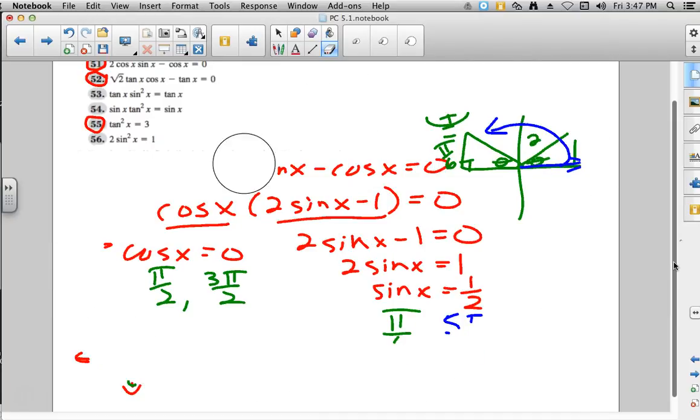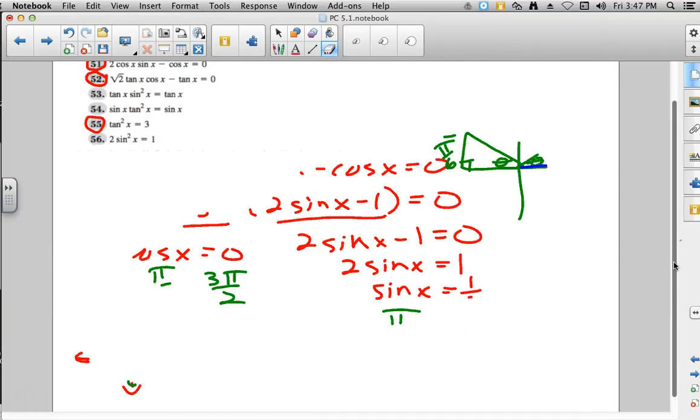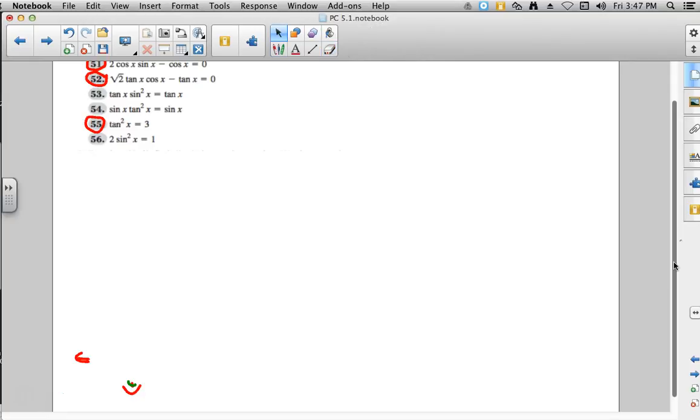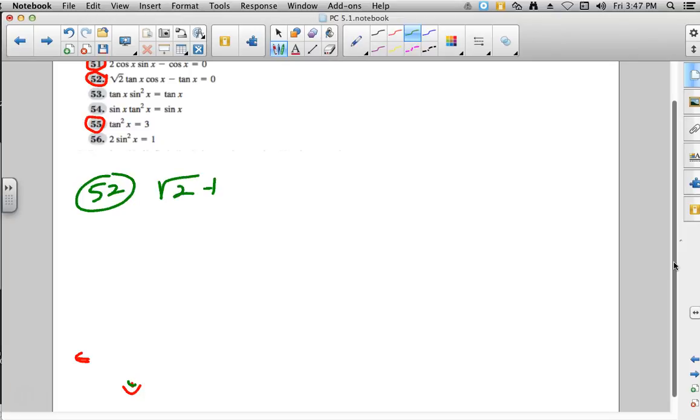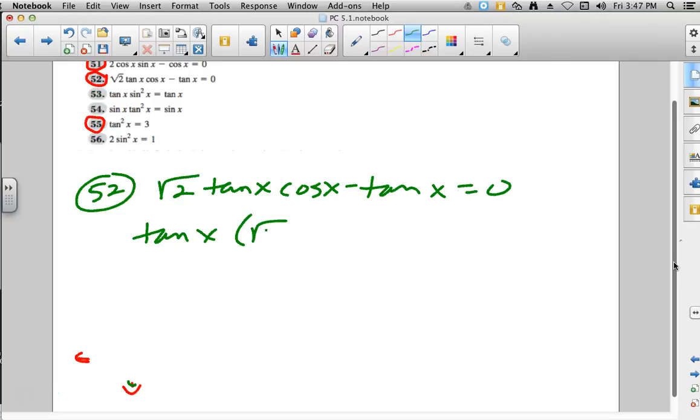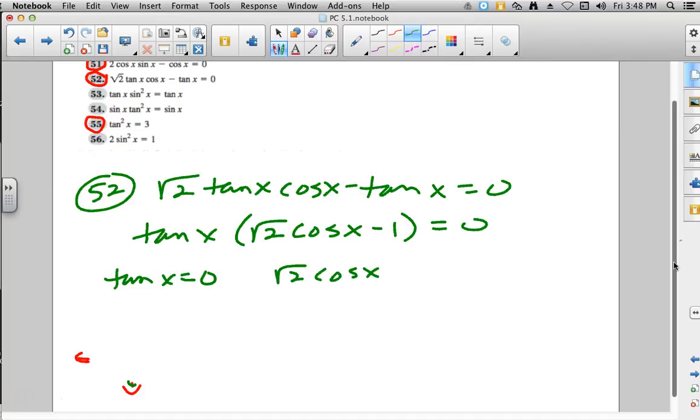52, we're still trying to solve, but again, we're not finding them all. We're finding those from 0 to 2 pi. So we've got square root of 2 tangent x cosine x minus tangent x equals 0. And I notice tangent x is going to come out of both of those. So we factor that out. And that means tangent of x needs to equal 0, or the square root of 2 cosine of x minus 1 should equal 0.